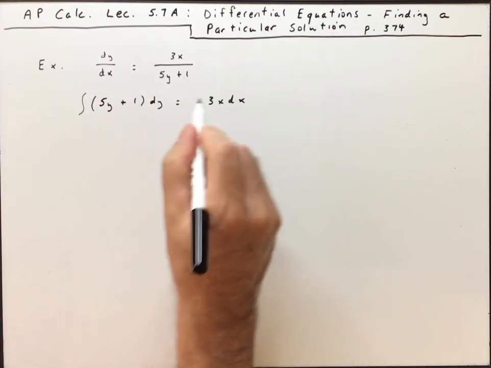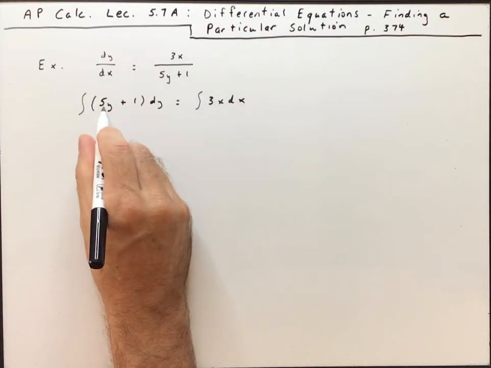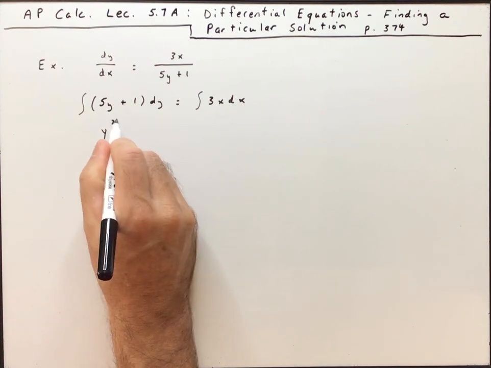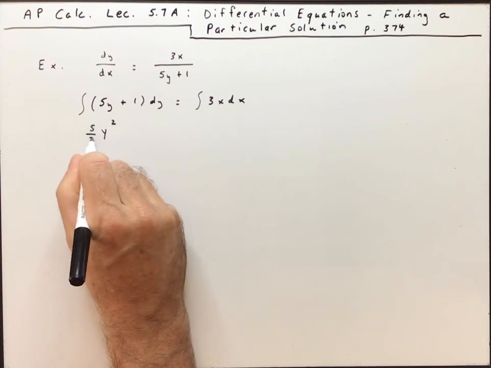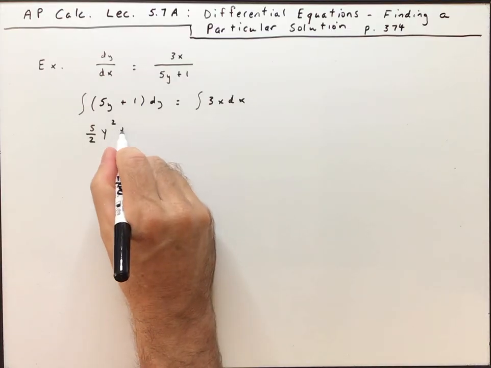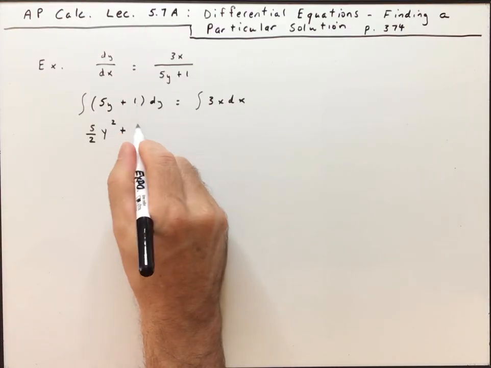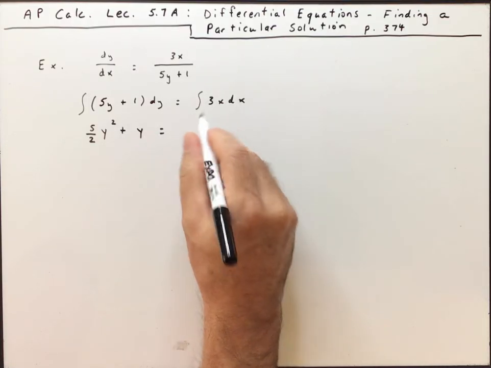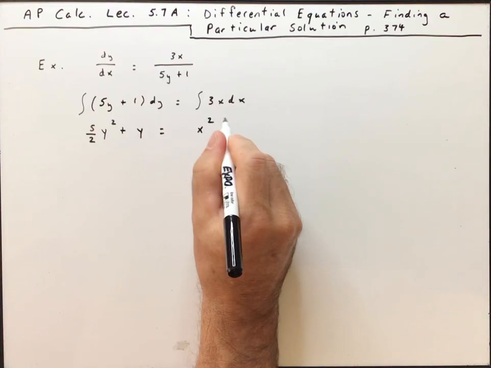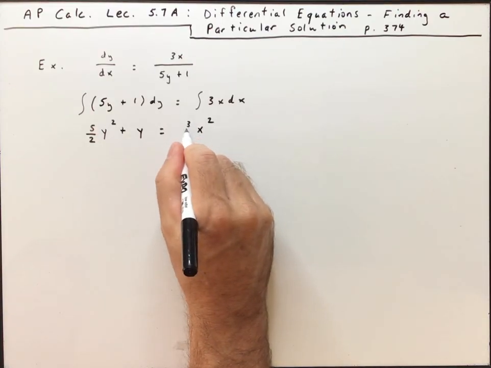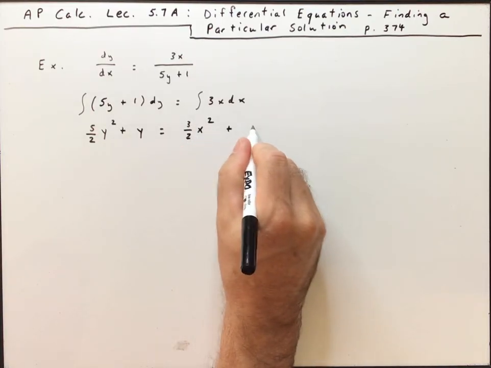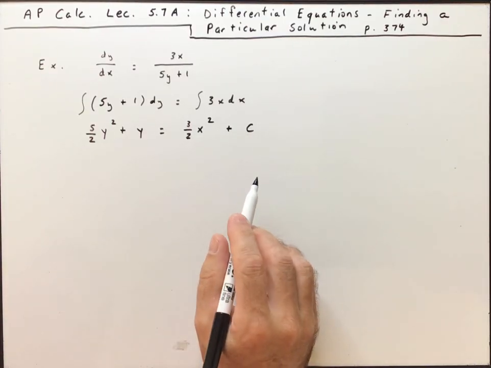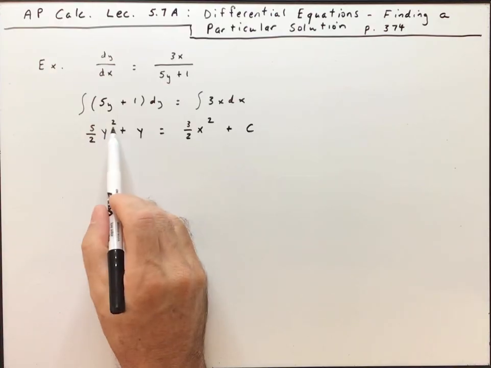Now we'll integrate both sides, and the antiderivative of 5y, you're going to go from y to y squared, but you'll need a 5/2 out front. The antiderivative of 1 is not 0, it's y. And then the antiderivative of 3x, we're going to go from x to x squared, and then I would need a 3/2 out front. And then we only need one c, so we'll put the c over here on the right side.